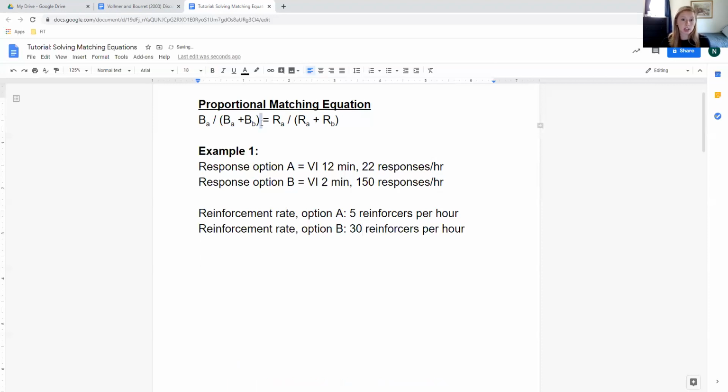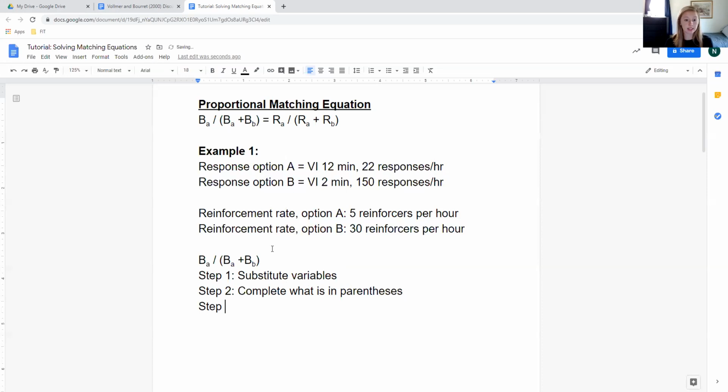I like to do one section of the equation at a time, so I will start with the response rate side of the equation. For each side of the equation, there are a few steps that I would go through. Step 1 would be to substitute variables. Step 2 would be to complete what's in the parentheses. And then lastly, step 3 is to do the division.